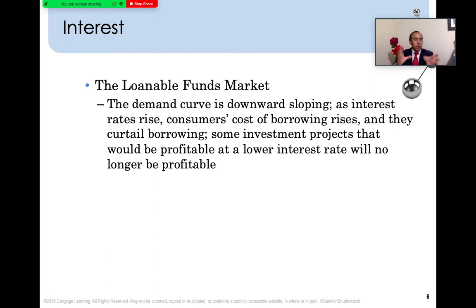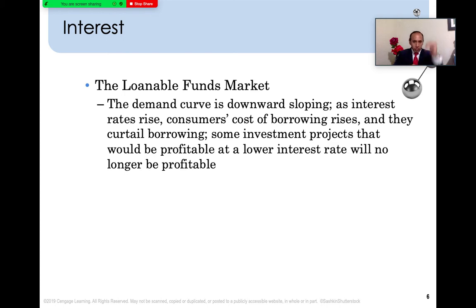So they may be willing to cut back on the amount of funds they borrow. And for the investors as well, if the interest rate is too high, their net rate of return will be lower, and they may not be as profitable.